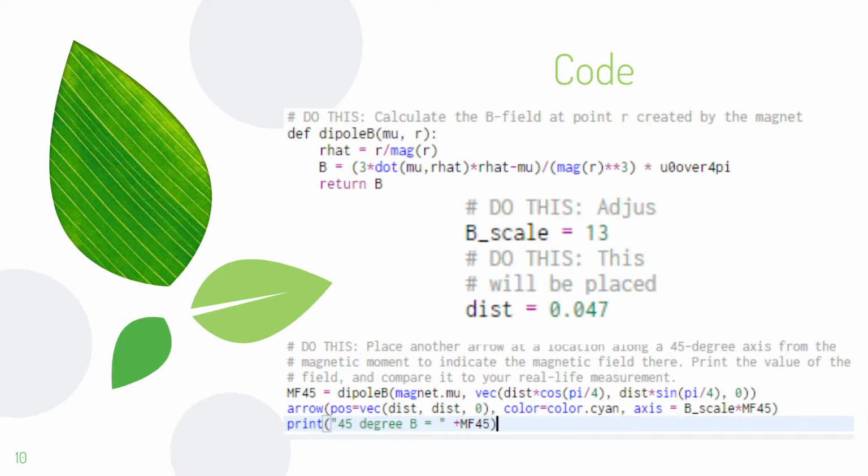As you can see, the top function has the formula for the magnetic field of the dipole, the middle code snippet depicts the scale used, and the last bit shows the magnetic field of the dipole along a 45-degree angle, for which I multiplied the x and y components of the distance vector by the cosine and sine of pi over 4 radians respectively, as these are equal to 45 degrees.